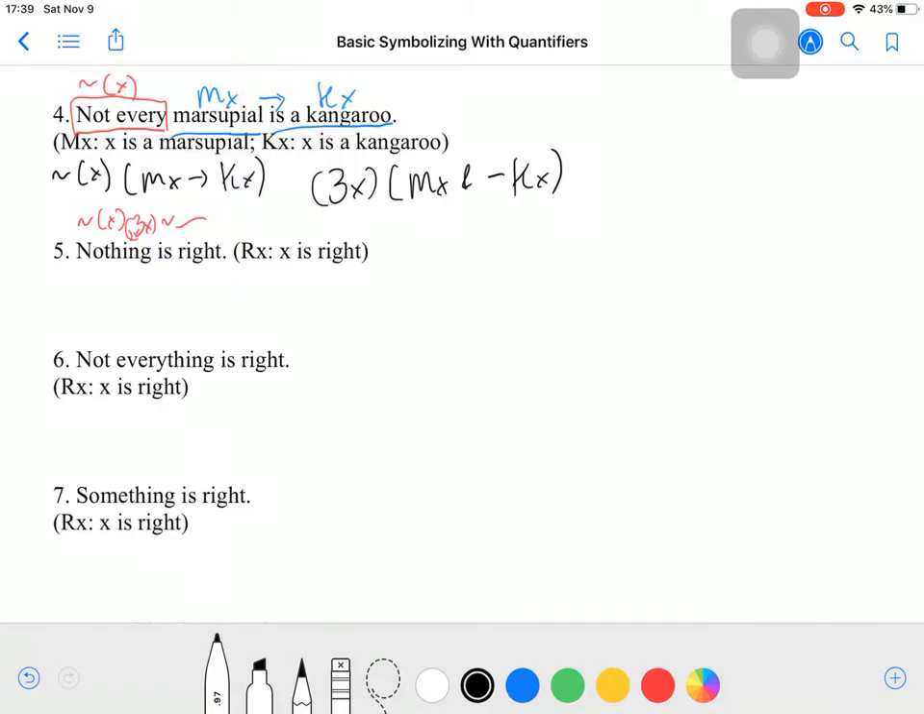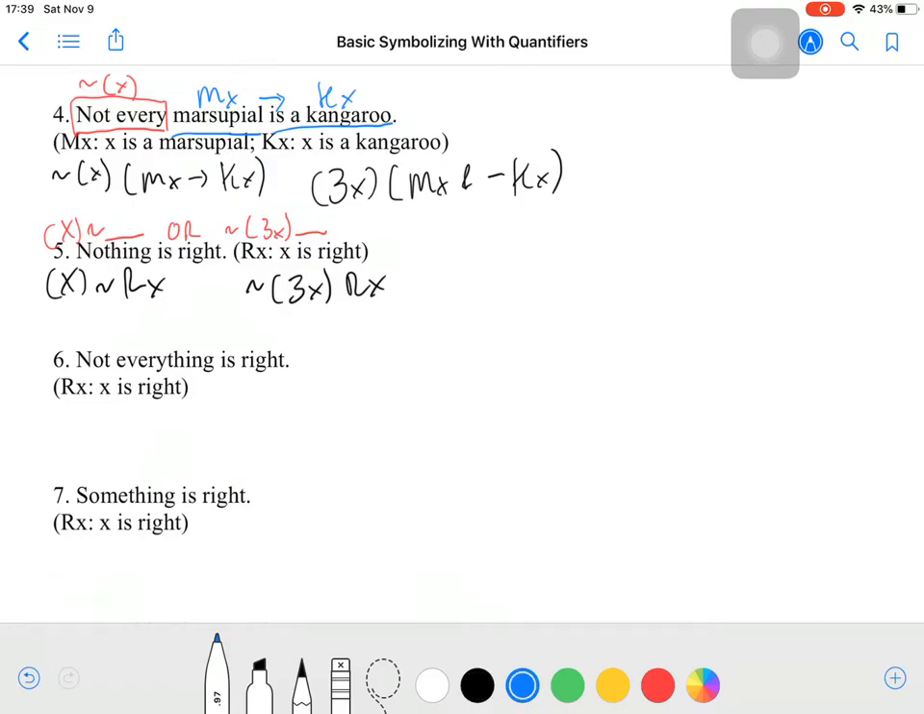Nothing is right. It's not the case. Or wait, reverse what I just said. I was accidentally doing 6 in my head. So for nothing is right, this could be either for all x, negation of something, or it can be not the case that there exists an x such that something. There we go. So for nothing is right: for all x, x is not right. Or it is not the case that there exists an x such that x is right.